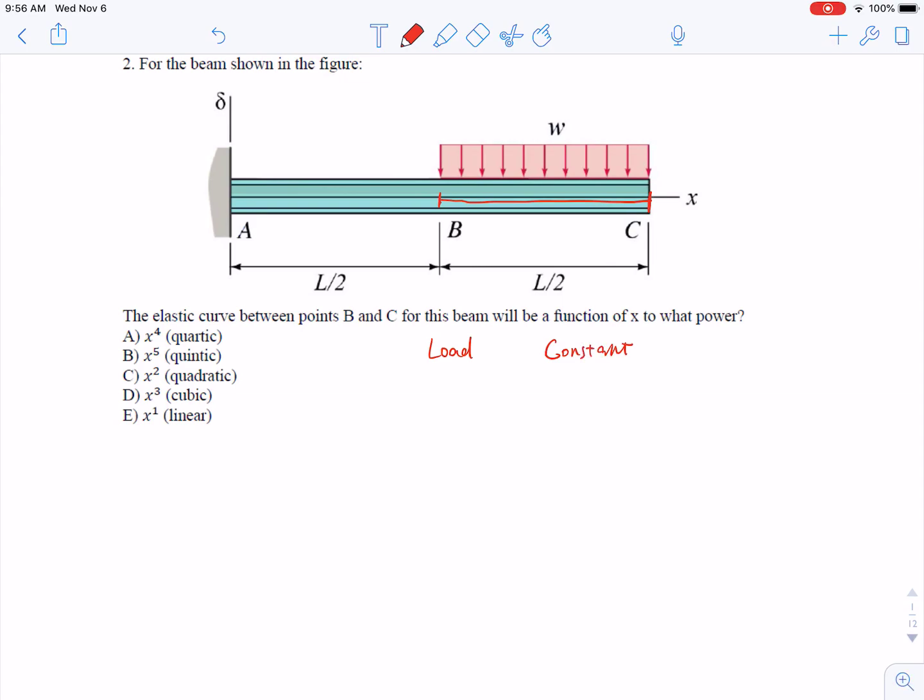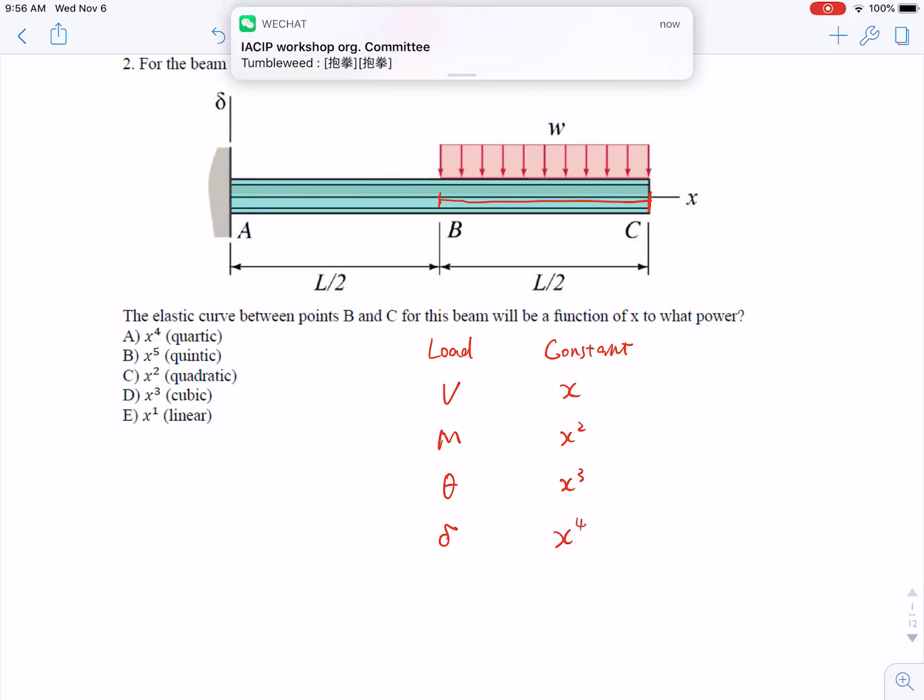So we showed the procedure of step-by-step integration not long ago, right? So the first one, after one integration, you get the shear. So that will be a function of x. Then bending moment, x squared, and slope, x cubed, and deflection will be a function of x to the 4th. So the correct answer will be A.